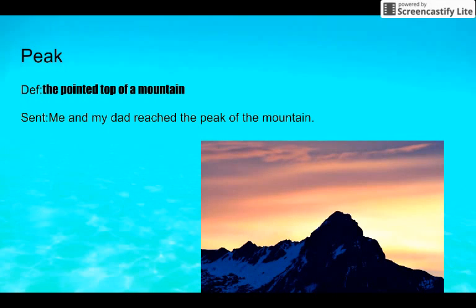The first peak is the pointed top of a mountain, which is the definition. A sentence for this peak is: me and my dad reached the peak of the mountain, which would be the very tip.